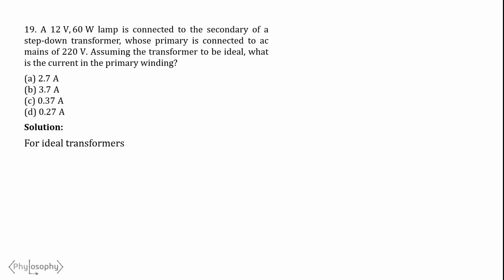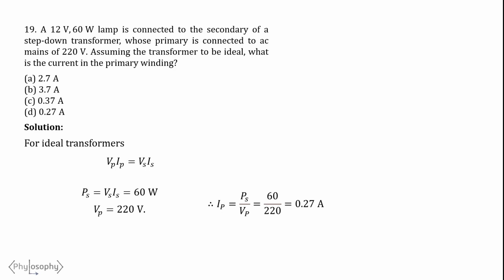Now for ideal transformers, we know that Vp times Ip is equal to Vs times Is, that is, power in the primary coil is equal to the power in the secondary coil. Now according to the question, it is given that Ps equals Vs times Is, which is equal to 60 watt, and Vp, that is the voltage across the primary coil, is equal to 220 volts. Therefore Ip can be calculated from this formula. So now if you put the value of Ps and Vp, then you will get Ip equal to 0.27 ampere. Therefore option D is the correct answer.